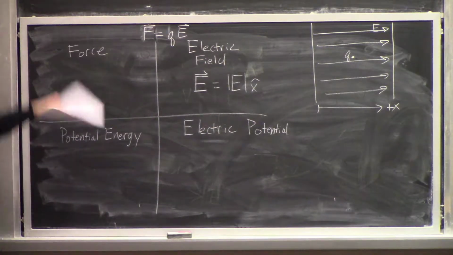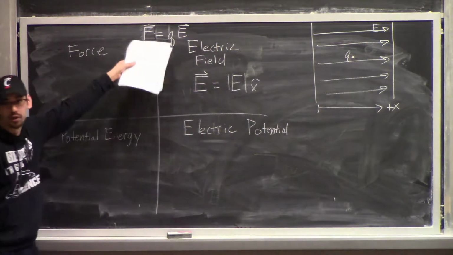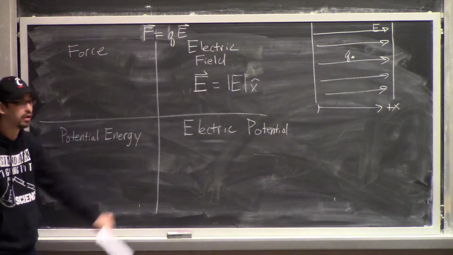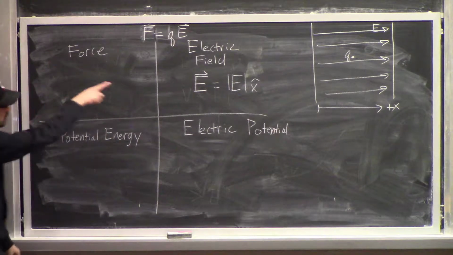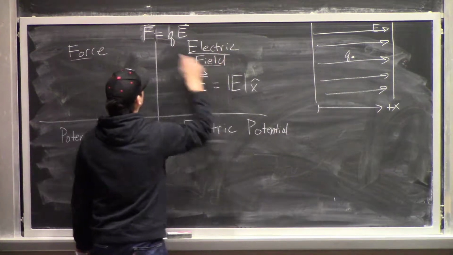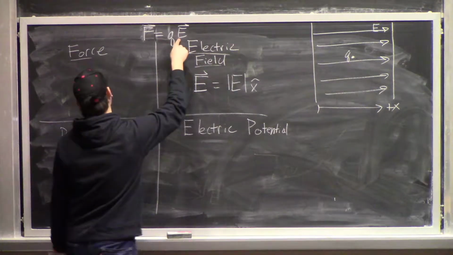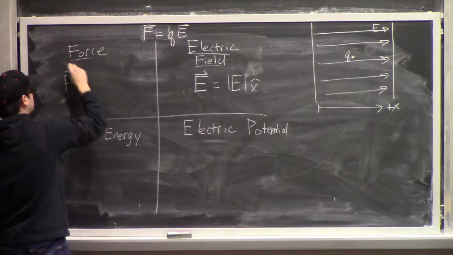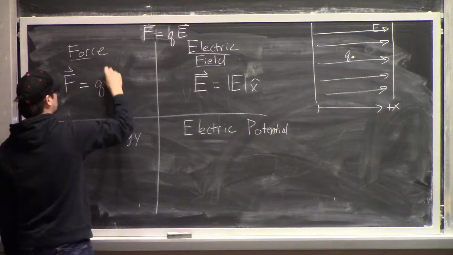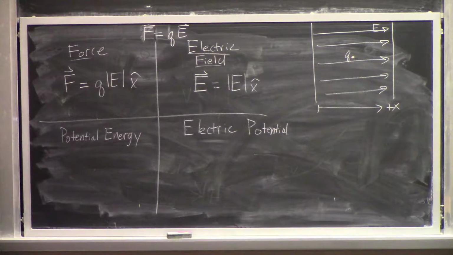Now this is a general equation, and the way that you go from electric field to force will always use this equation. Now we want to get into the specifics of this arrangement to find what the force is. We can plug this electric field in here, and we see that the force is equal to q times the magnitude of E times x hat, right? Now let's pause a second and see if this makes sense with our picture.